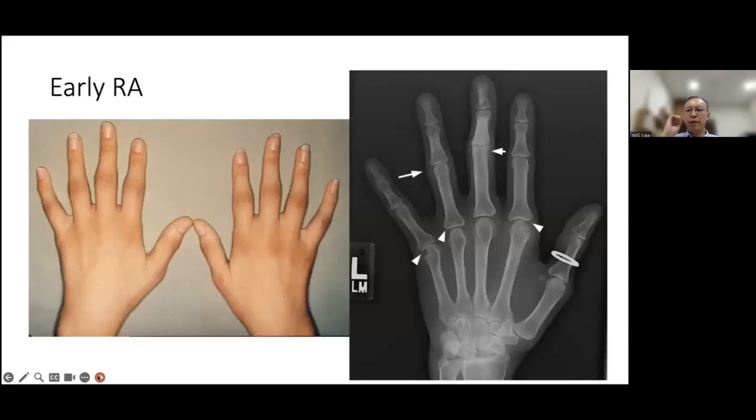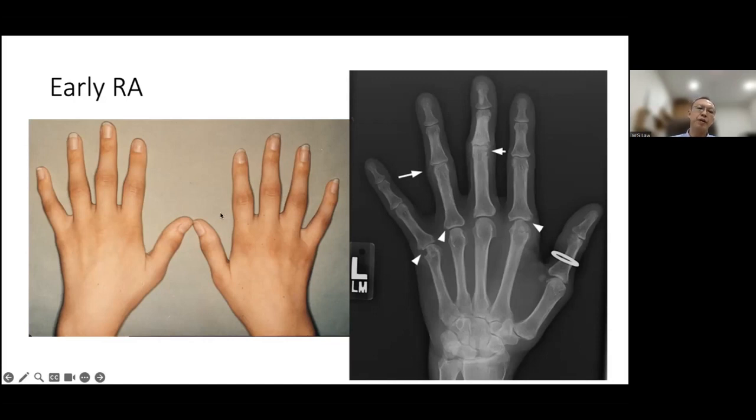For the next few slides, I'm going to show you the progression of rheumatoid arthritis without treatment. So for example, this early rheumatoid arthritis, that's the same picture that I showed earlier. So you can see that the joints are swollen here. So if you do an X-ray on this patient, you're probably going to see mainly soft tissue swelling over this area, and you don't see any problem with the joint.